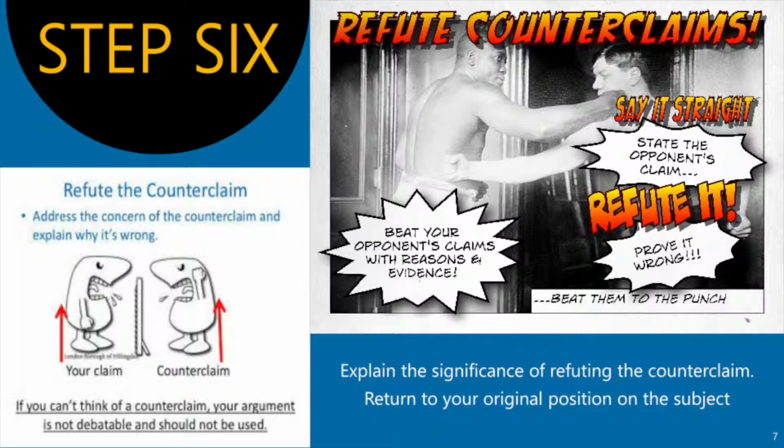Here are some ways writers can begin this: Nevertheless, or however, or on the other hand, or but. Then, summarize why the counterargument is not a sufficient solution.